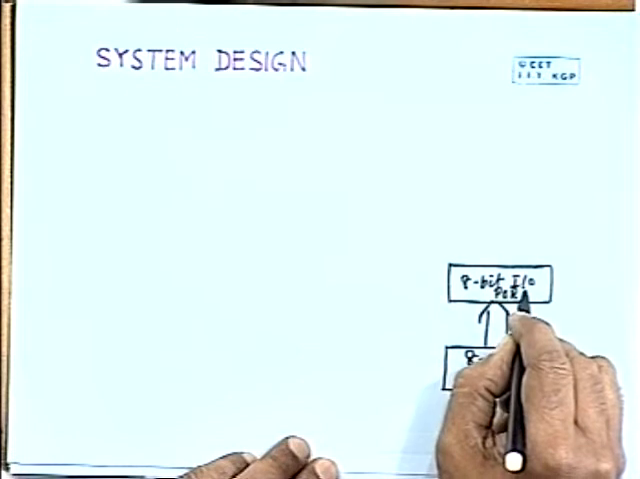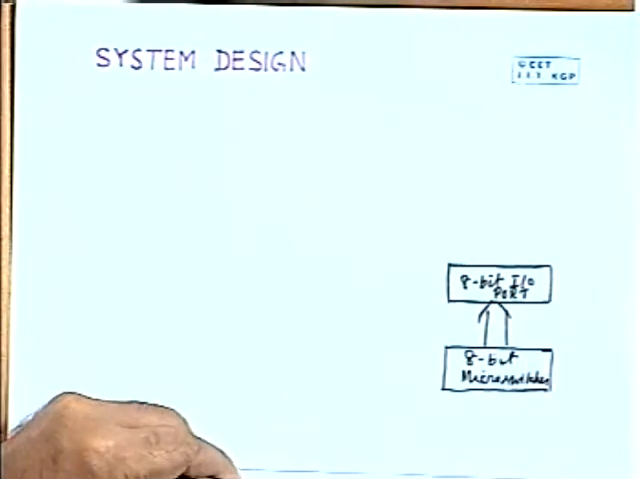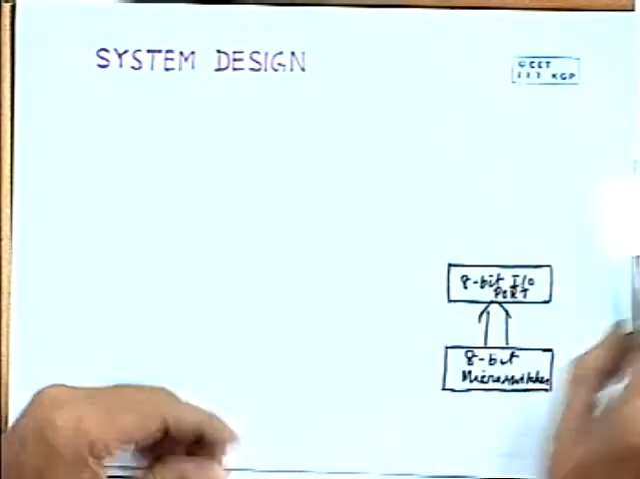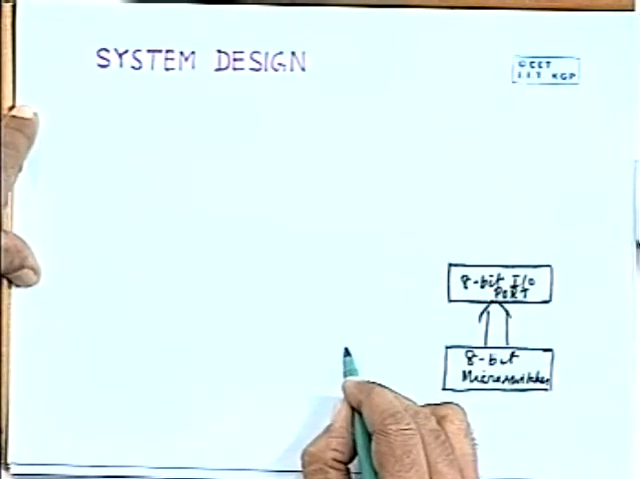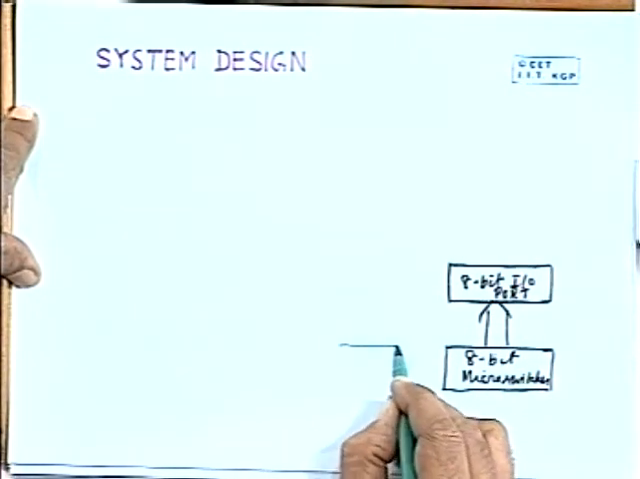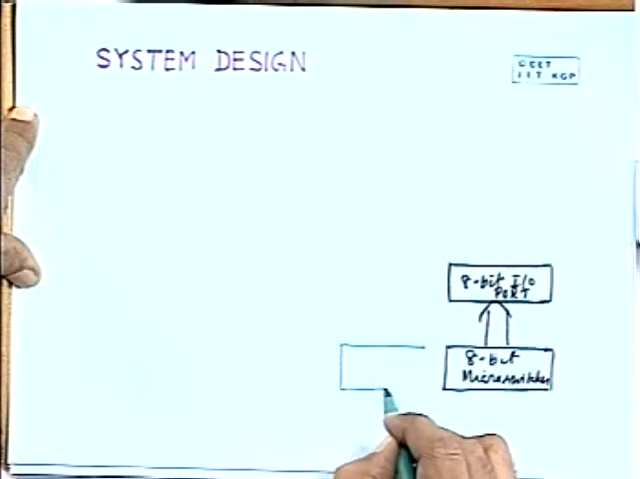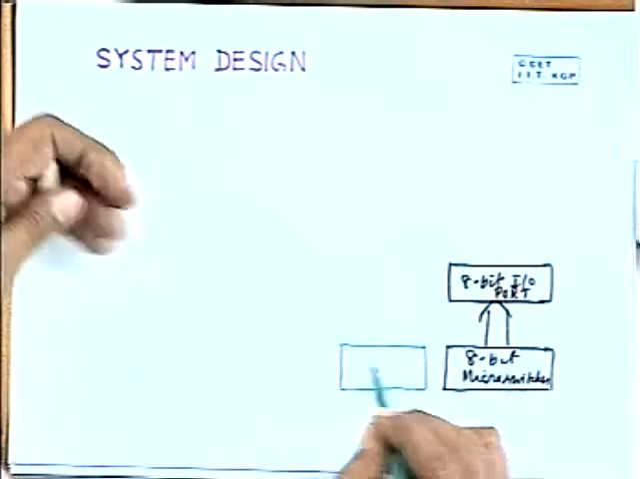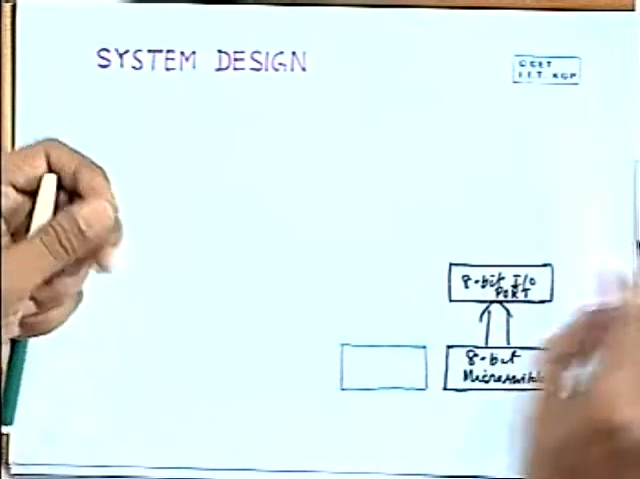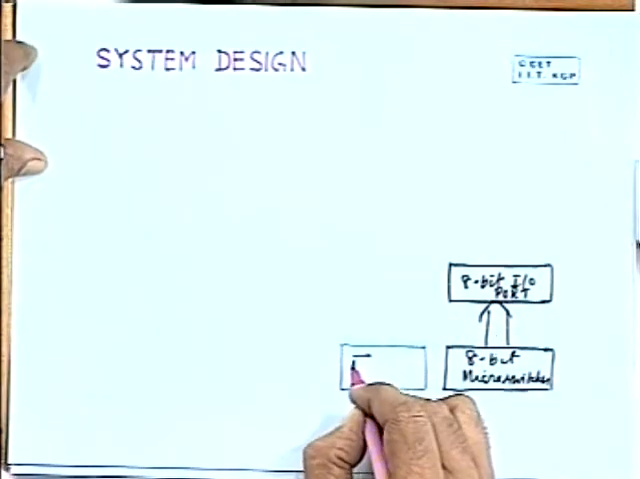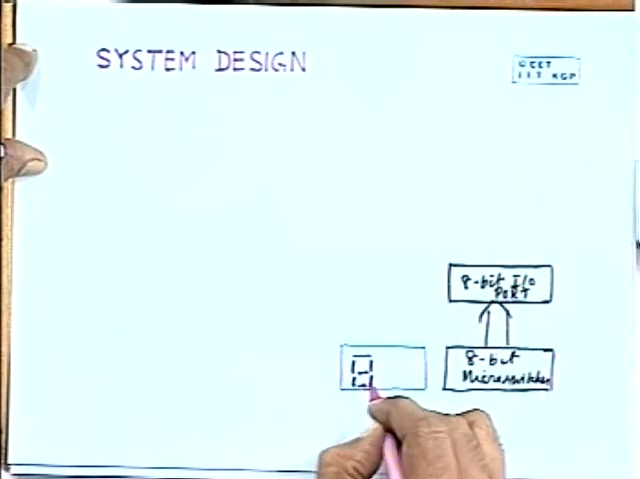This is one 8-bit I/O port. Then the next subsystem that will be required is the display. You have to display the temperature of the water bath, and to display the temperature, as I have told, you have to use two 7-segment displays, and two 7-segment LED displays are to be used.